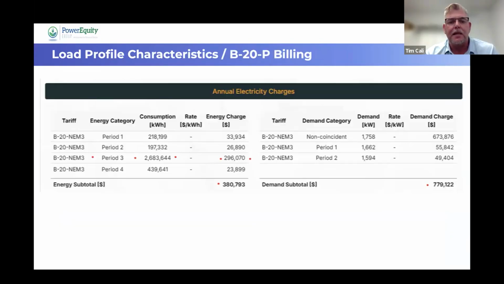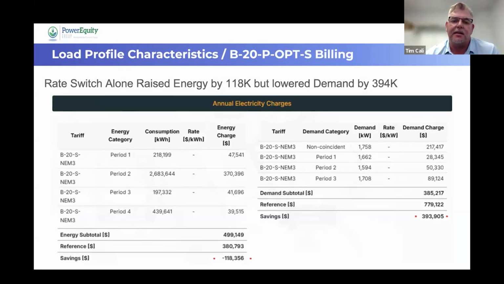Okay, great. So we're going to take a quick look at the B20 tariff versus the B20 option S tariff. No batteries or anything. Just what are we looking at? Well, on the B20 standard tariff, you're paying $380,000 for electricity or energy and almost $800,000 for demand, right? What happens if we just take the same load and swap the tariff? Let's do that test.